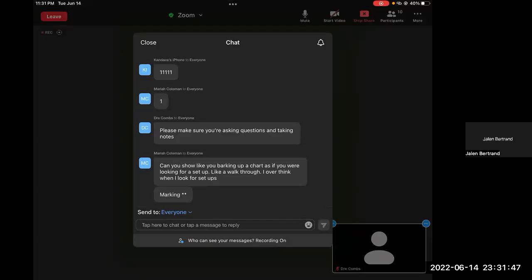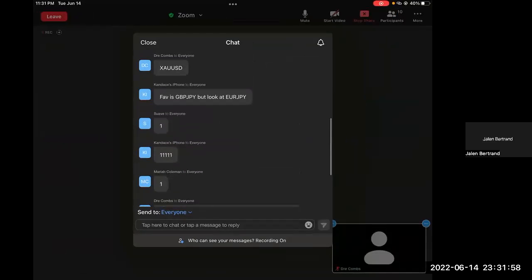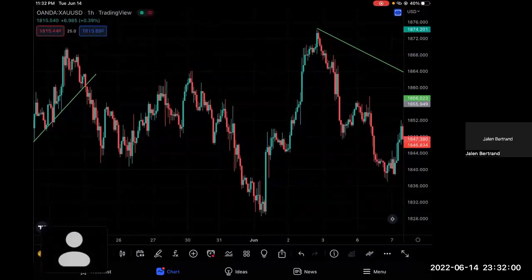Okay, can you show like you are marking up a clear chart, as if you're looking for a set of like walkthrough? I overthink when I, okay, yeah, I got you. I'm going to look at GJ because somebody said GJ. Yep, GJ. Let's go to GJ.